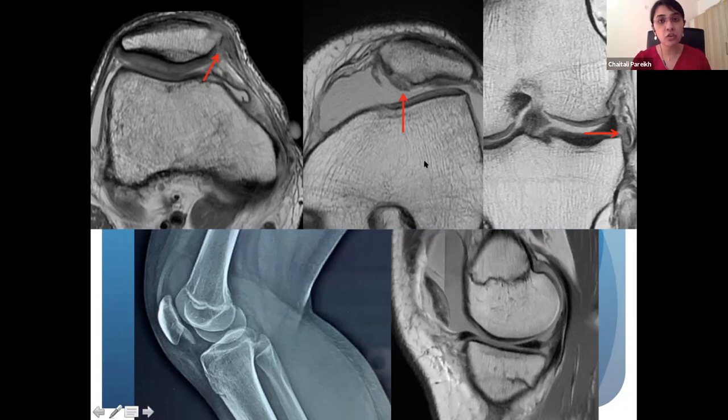Another thing that you need to look out for in these patients is you need to calculate your TTTG ratio. And the second thing is you need to look for trochlear dysplasia. So if you can see, this particular patient actually has a trochlear dysplasia. So all of this stuff needs to go into your report.